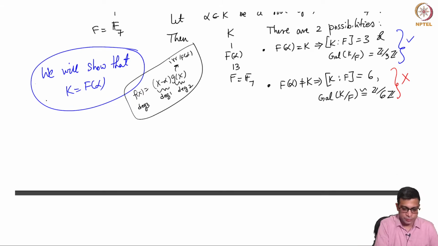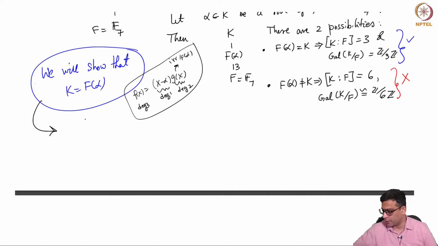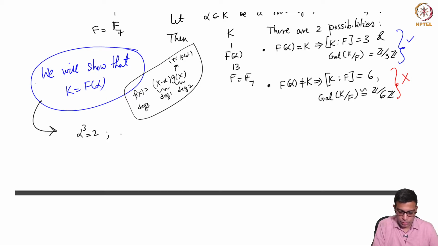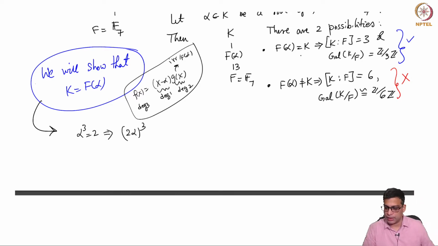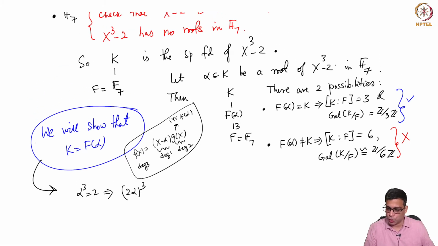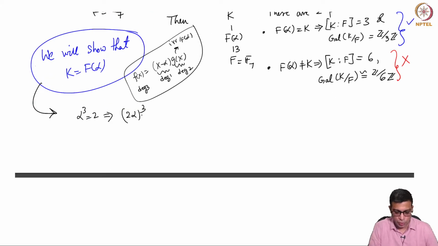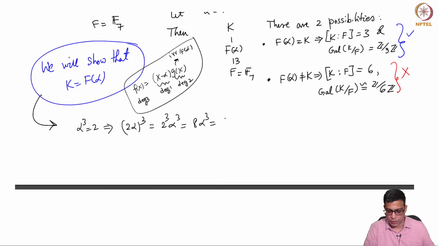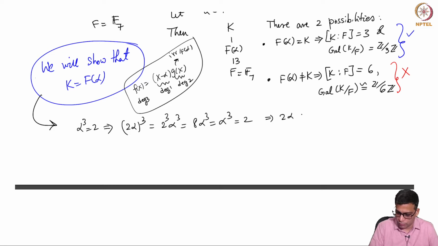I claim that K is in fact F alpha, and for this it's a simple statement. We note that alpha is in F alpha, alpha is a root of x cubed minus 2, so alpha cubed is 2. So what is 2 alpha cubed? This is 2 cubed times alpha cubed, that means it's 8 alpha cubed, but 8 is 1 in F7, right? So this is alpha cubed, which of course is 2. So that means 2 alpha is a root.